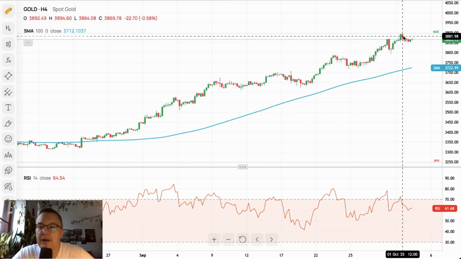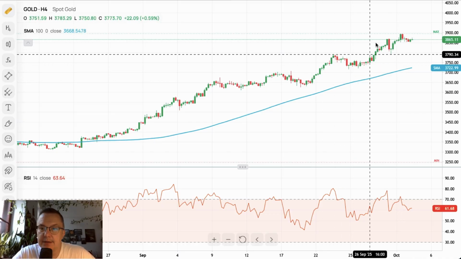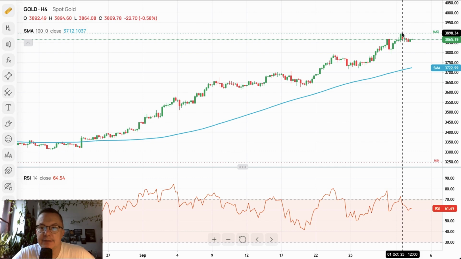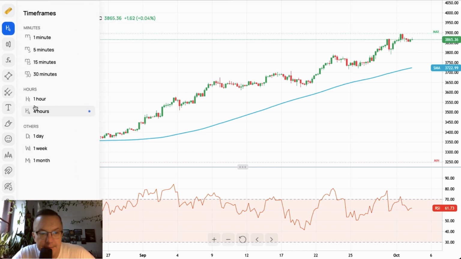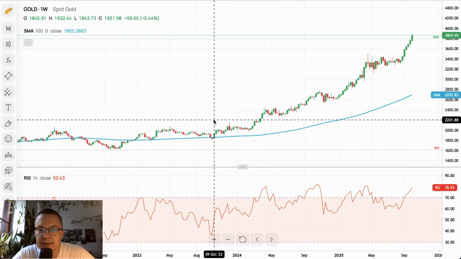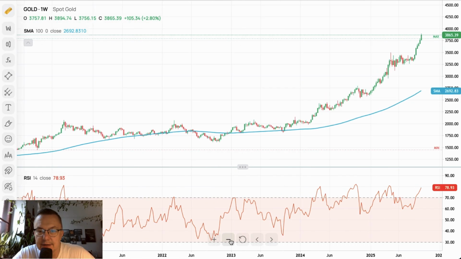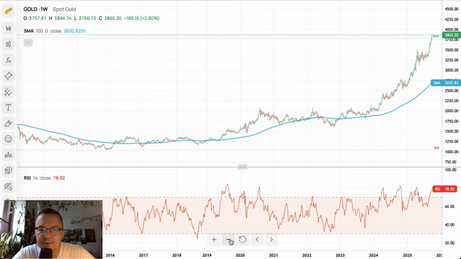3,895, almost 95, was the last swing high on gold. As gold keeps going higher and higher, the target is $4,000. Nothing changes here. Let me just switch to the weekly time frame chart. There you go. Take a look at this weekly time frame chart from 2014 to today.